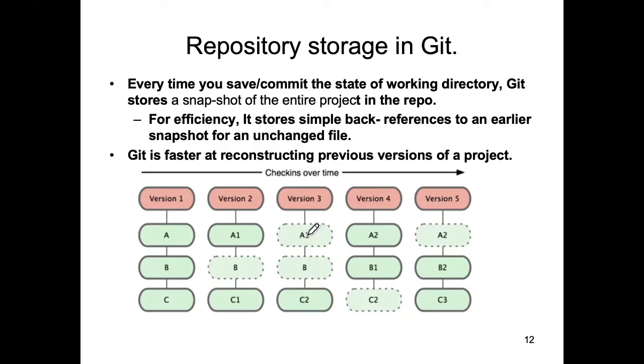Well, for file A, it will simply have a pointer to this file here. For file B, it'll have a pointer back to this one. And for file C, it'll have this itself. So it's very easy for it to reconstruct the status of your project. It's much easier than in the kind of delta model that I showed you on the previous screen. That's, by the way, what's happening behind the scenes.